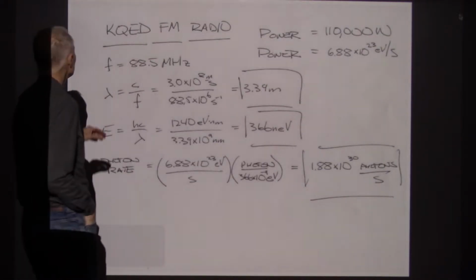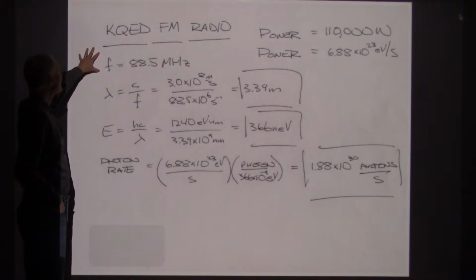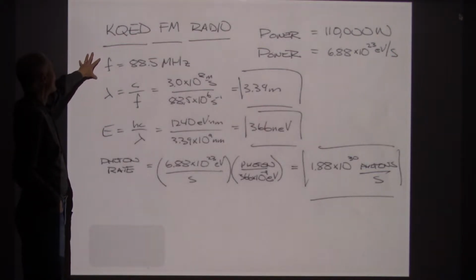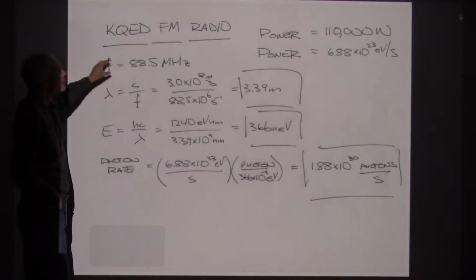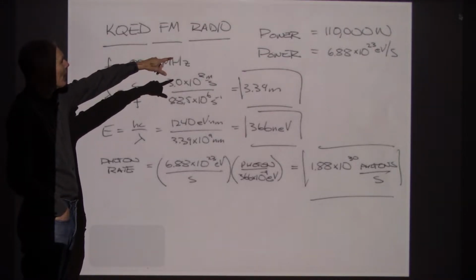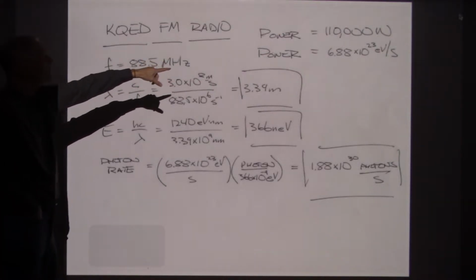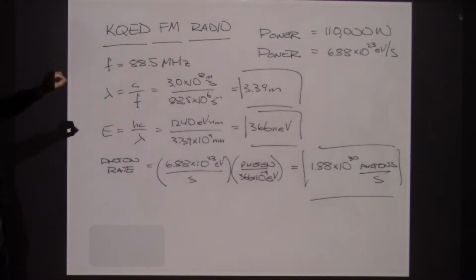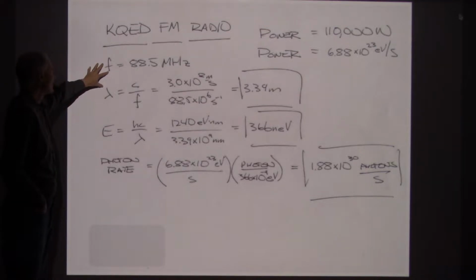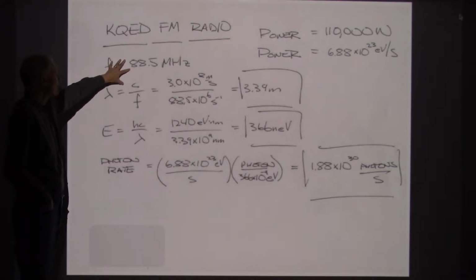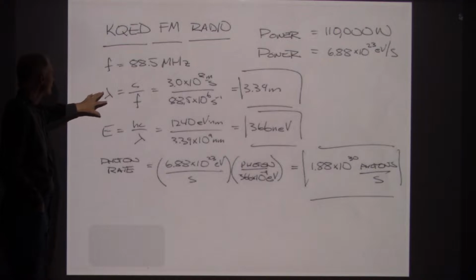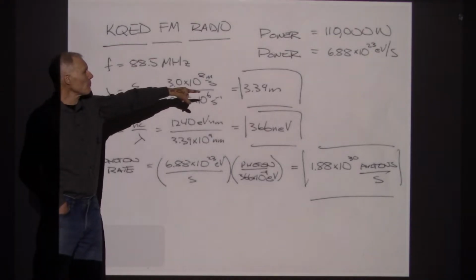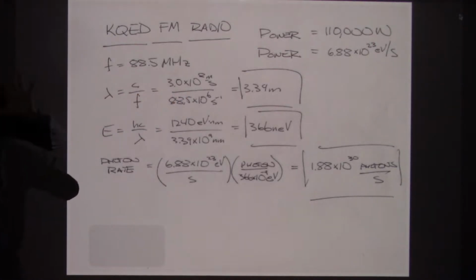So for example, everyone's favorite radio station, radio photon transmitter, KQED FM, operates at a power of 110,000 watts. That would be 6.88 × 10^23 eV per second. Now, the photons that they use have a frequency of 88.5 megahertz. They have a wavelength of 3.39 meters. So I'm using all these formulas that we have now started making use of in quantum mechanics.